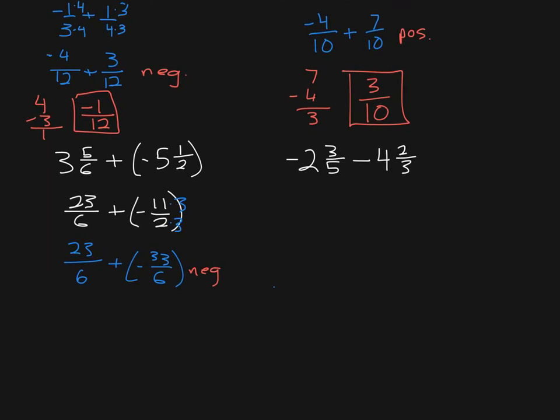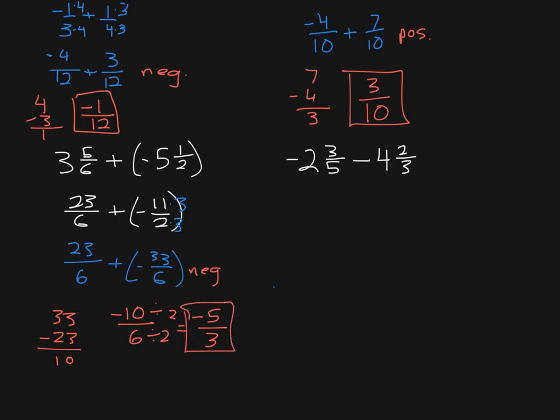so I'm going to need to do some subtraction here because they have different signs. 33 minus 23 is 10. So our answer will be negative 10 over 6. Now I notice here that I can do some simplification because they both have a common factor. I can divide both of these by 2. So my final answer is negative 5 over 3.